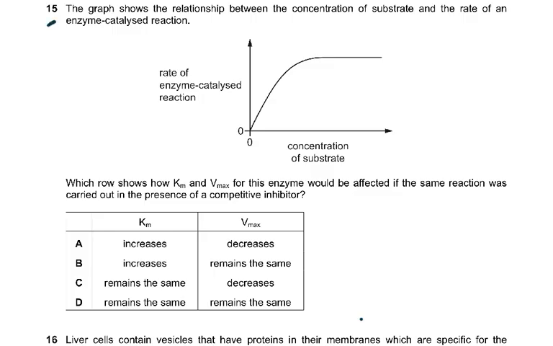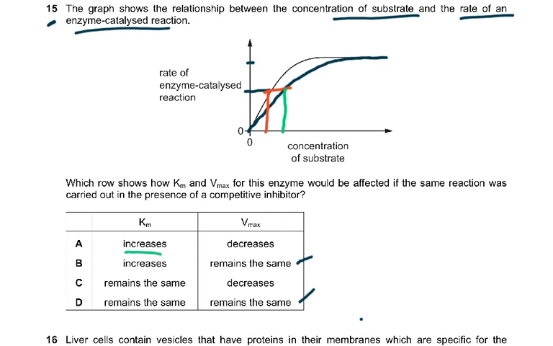The graph shows the relationship between the concentration of substrate and the rate of an enzyme catalyzed reaction. Which row shows Km and Vmax for this enzyme if the same reaction was carried out in the presence of a competitive inhibitor? With a competitive inhibitor, it will finally reach the Vmax, so the Vmax would remain the same. But what would happen to the Km? So we have to take half. So this was the Km initially. Now what would be the Km? The Km would be now here. So the Km would have increased.